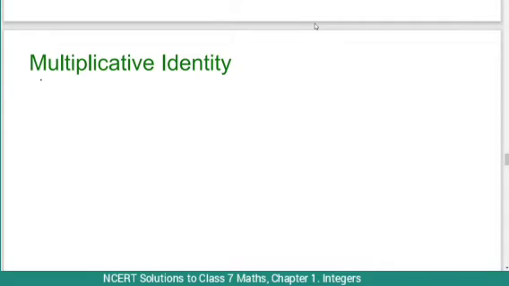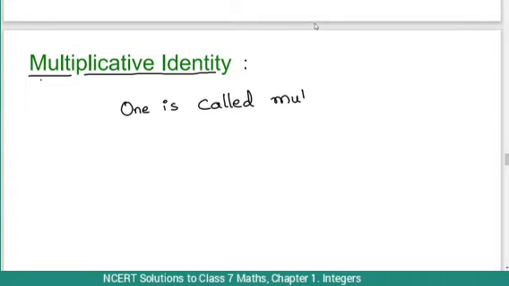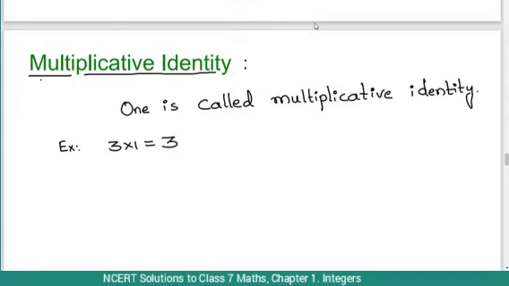Next one is multiplicative identity. Here, one is called the multiplicative identity, because I will take some examples. Whenever you multiply any whole number or integer with 1, you will get the same number. 3 × 1 is equal to 3, 4 × 1 is equal to 4, 1 × 2 is equal to 2.